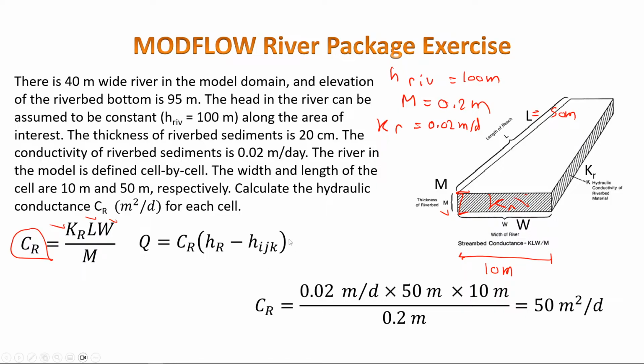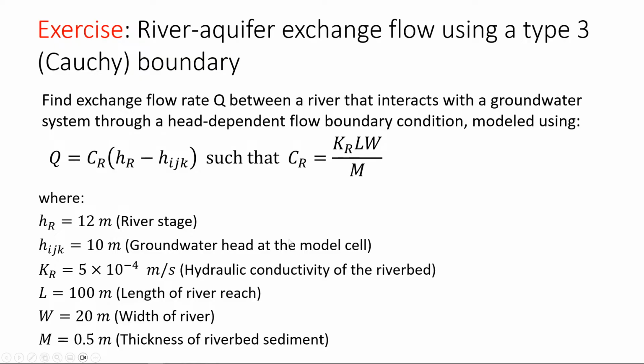Okay. Now here is another problem. Here I want you to calculate Q, how much water will move from the river to the aquifer or from the aquifer to the river. So find the exchange flow rate between the river and the groundwater system through the head-dependent flow boundary condition, using this one. Now I'm giving you the river stage is 12, and the aquifer head at this IJK location is 10.